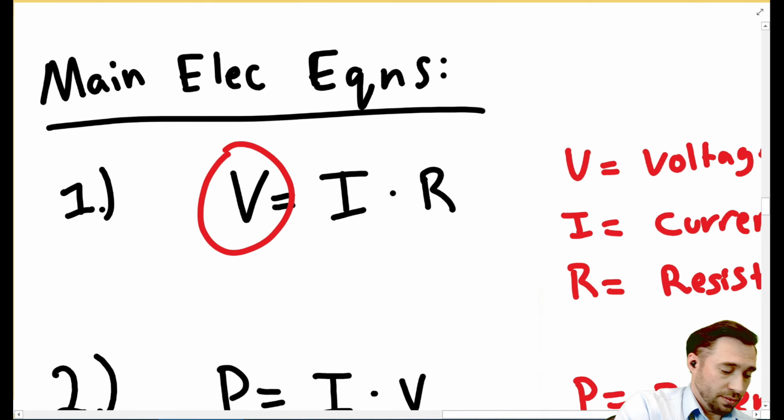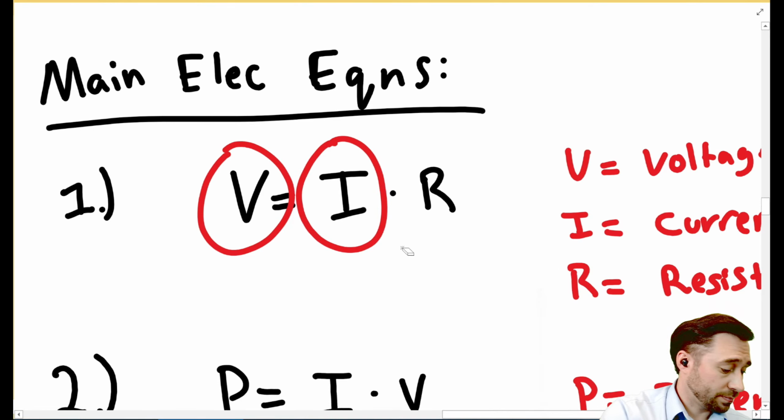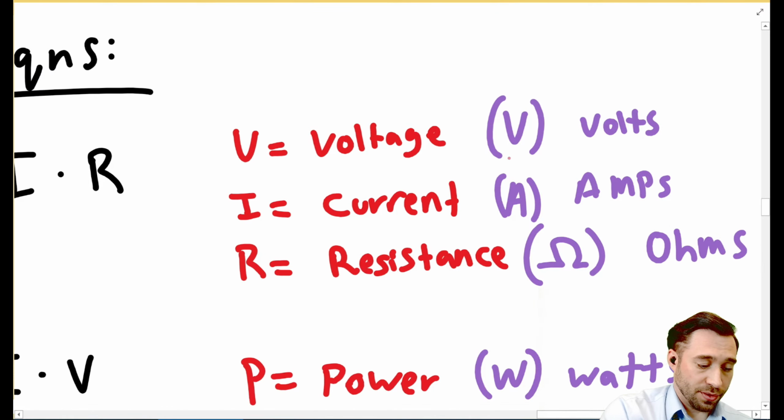This is voltage, this is current, and this is resistance. Voltage has units of volts.